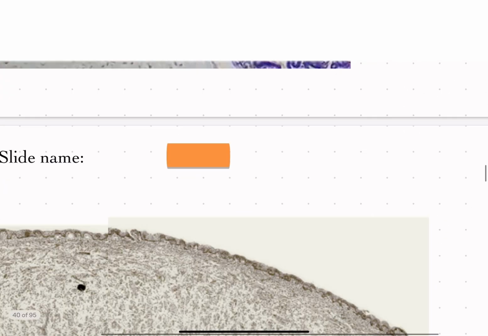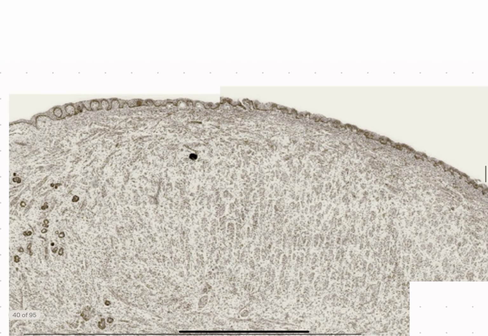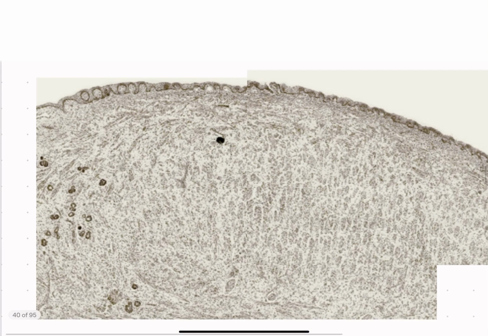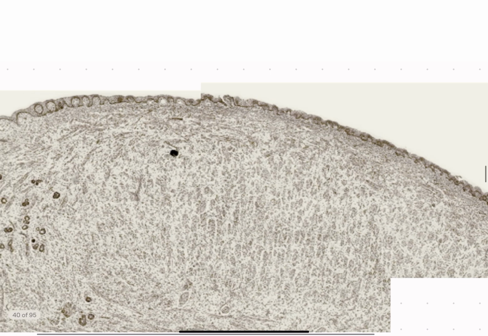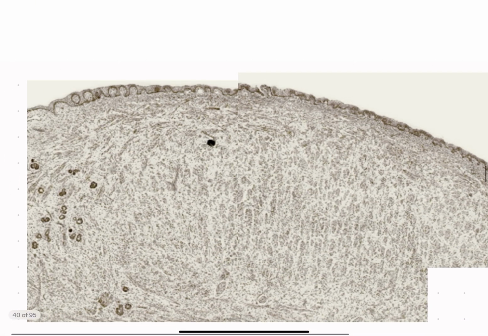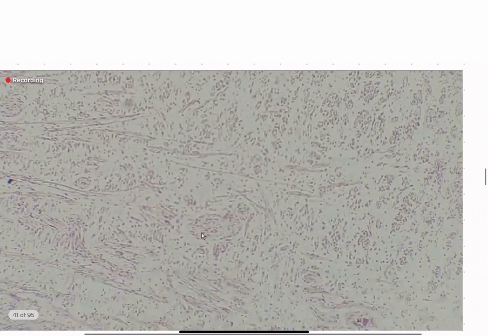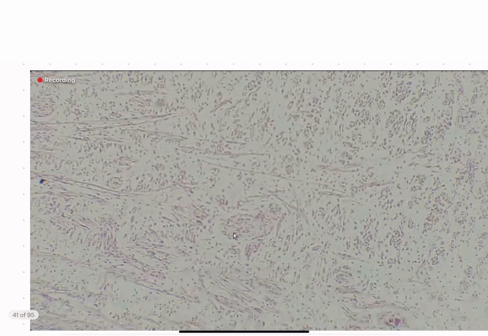Okay. Next slide looks something like this. So if you already know it, write down the name of this slide. We'd like to zoom into this slide and we see something like this. Please write down the name of this structure. This structure works as well.